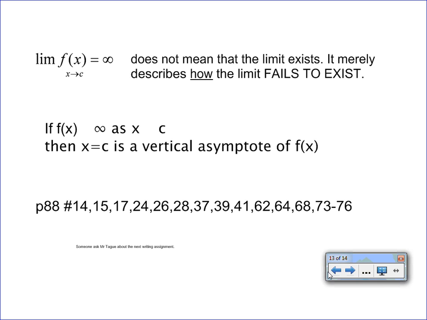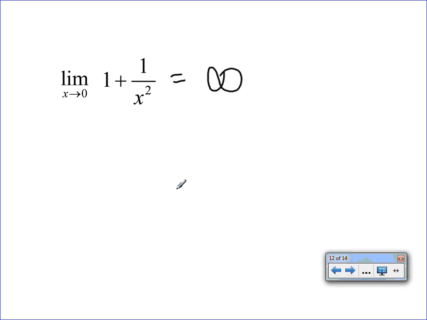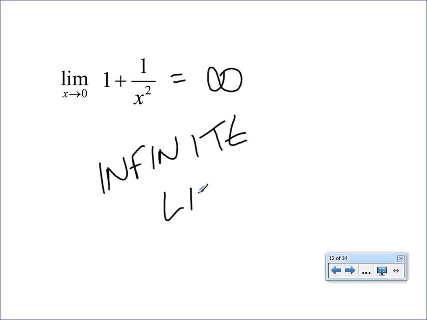I think that's the end, yes. All right, so infinite limits. Again, they're not telling us that the limit exists. They're telling us how it fails to exist. We're just being more descriptive in how we describe a limit failing to exist. So that's what an infinite limit does for us, and that really is about all I've got to say.